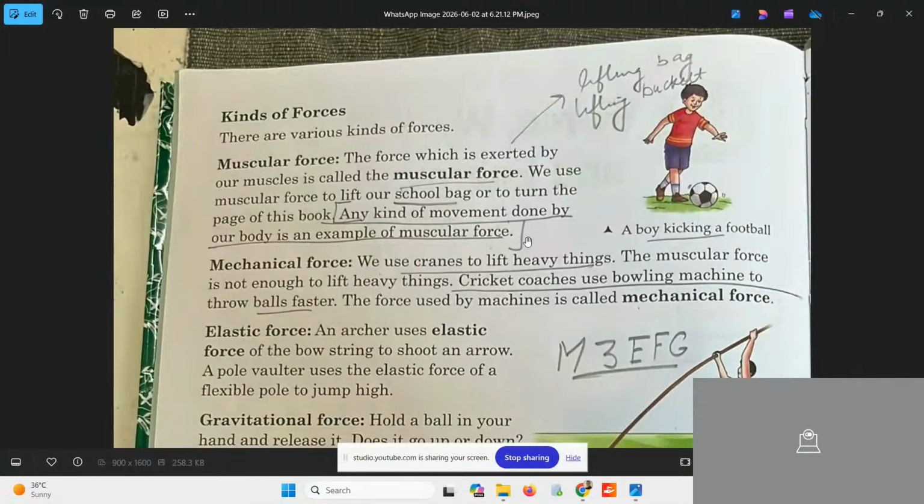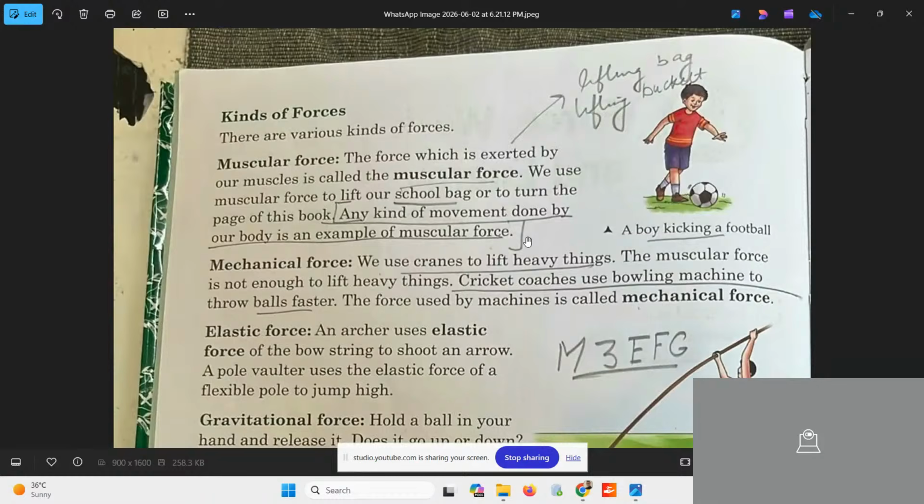Whenever you are studying, always think like a teacher. What kind of question can the teacher ask you? She will give you an example: a boy kicking a football. What kind of force is applied? Very simple, muscular type.